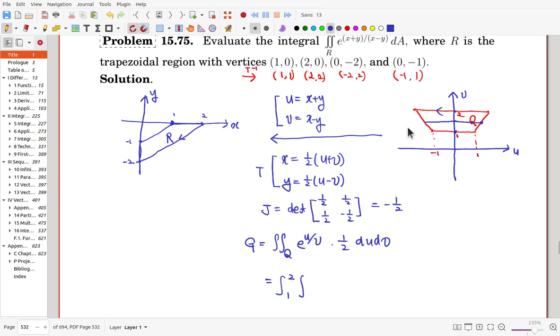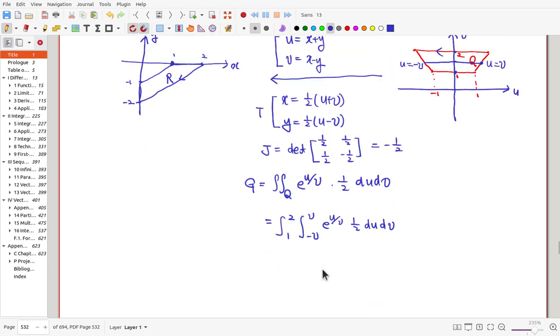Okay, that one is u equals minus v. And that one is u equals v, right? So bottom u is minus v, and top u is v, and we have e to the u over v, and we have a half here. The inner integral is the u integral, so that is du, and the outer one is dv. Now we'll focus on this one.